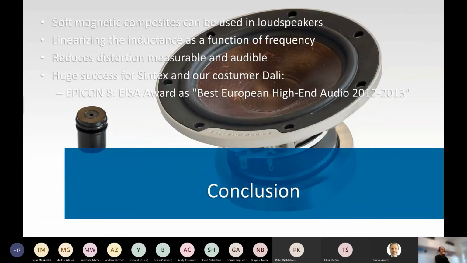Just to conclude, soft magnetic composites can be used in loudspeakers, linearizing the inductance as a function of frequency. It reduces the distortion, both measurable and audible, and it's a huge success for Syntex and our customer Dali. Actually, Dali has won an ISA award for Epicon 8 as the best European high-end audio speaker in 2012 and 13.